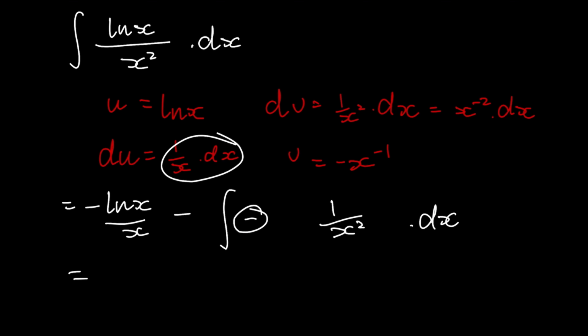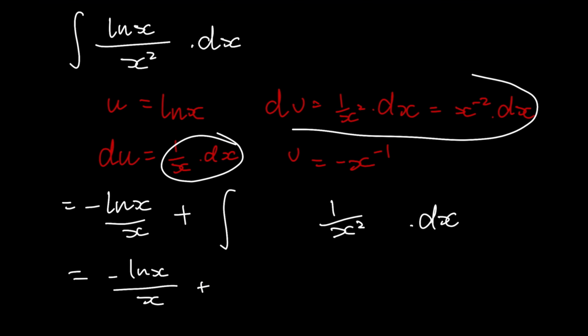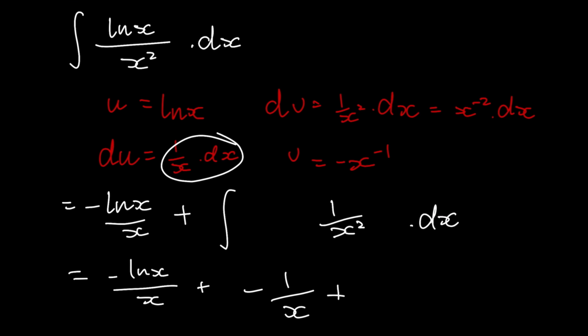And this negative we can take out, which makes this a positive here. Okay, so now we say the negative ln of x over x plus, and we do the integral of this, which is what we've already done over here, if you see. So we get minus 1 over x, and then plus c, the constant of integration.